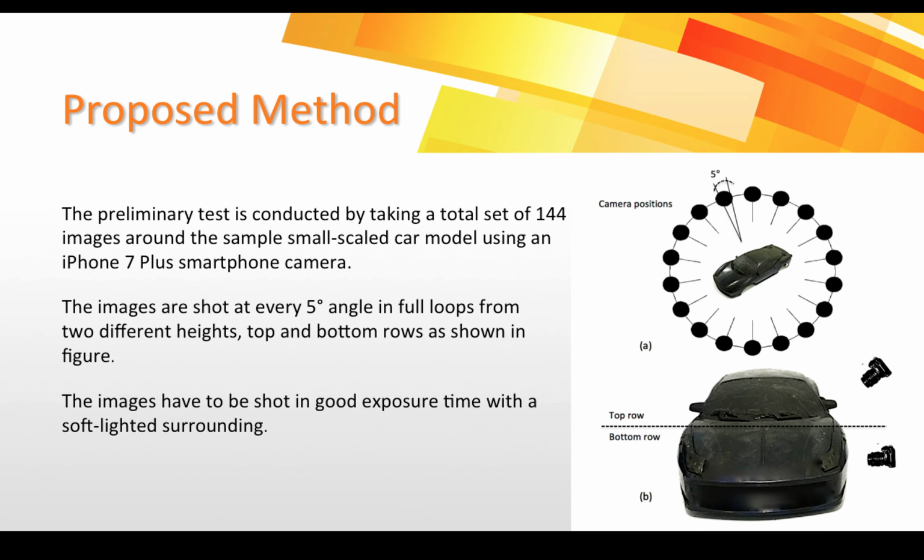Into the proposed method. In this research, the preliminary test is conducted by taking a total set of 144 images around a sample small-scale car model using an iPhone 7 Plus smartphone camera. These images are shot at every 5-degree angle in a full loop from two different heights, top and bottom rows, as shown in the figure. The images have to be shot in good exposure time with a soft lighted surrounding. This is to avoid poor acquisition as well as the reconstruction from being blobby.